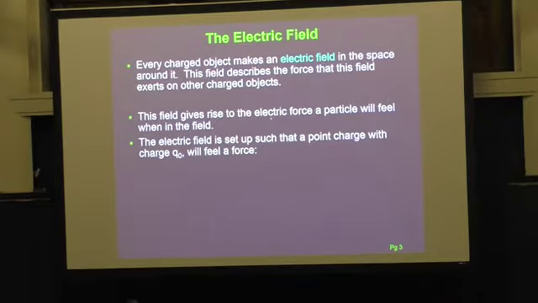All right, so just an introduction. I'm sure you've read about this, the electric field. So we like to think about our charges as applying a field in the space around them. And so we like to say that every charged object makes an electric field in the space around it. And this field helps us describe the force that the field will exert on other charged objects. Okay, and so we think about this field as giving rise to the electric force a particle will feel. So it's a nice way to think about it and for us to visualize it. All right, and so the way you think about it is the charge creates a field, and this field is what applies a force on another charge.